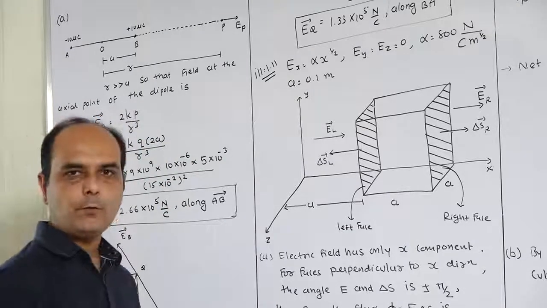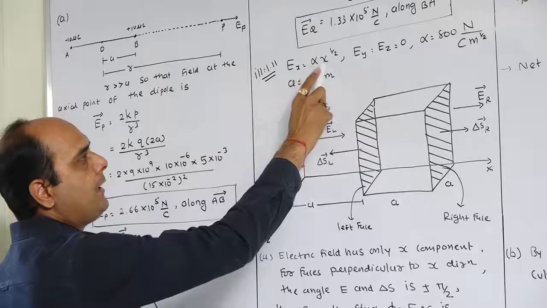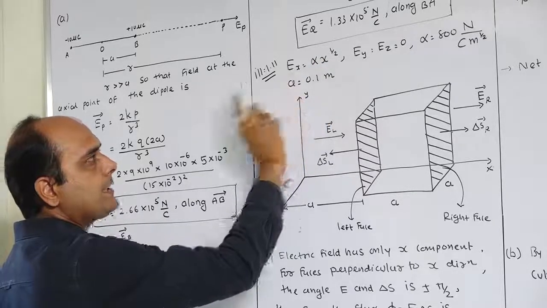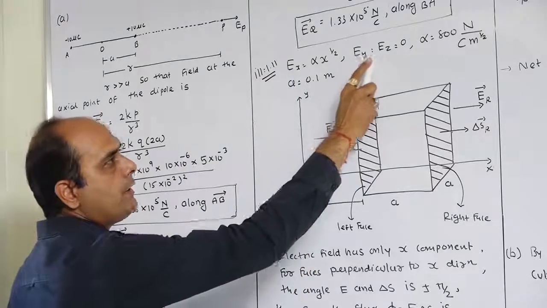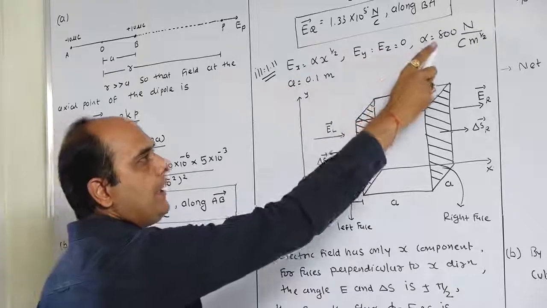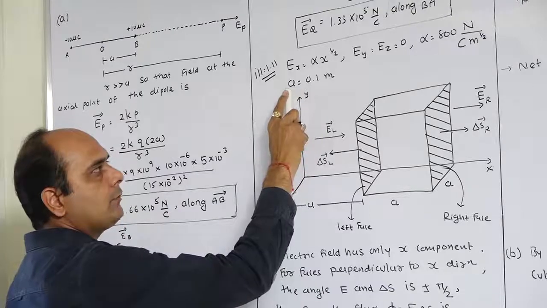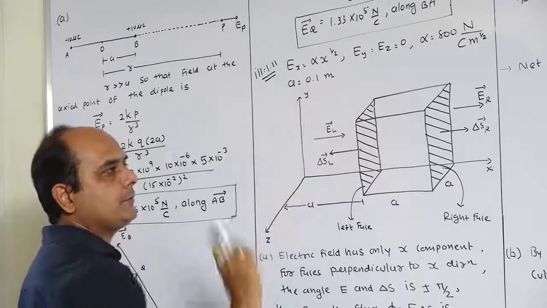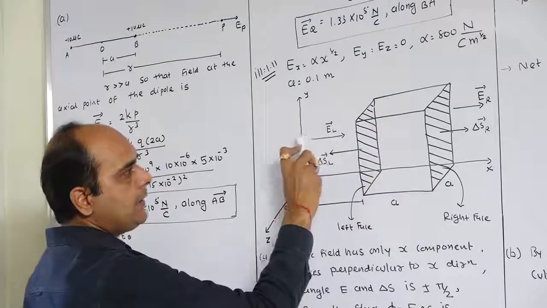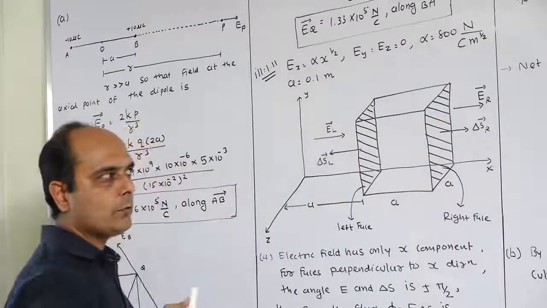Student, first of all, which data are given? Ex is equal to alpha x raised to 1 by 2. It shows that the electric field is present only in x direction, but the y component and z component of the electric field are 0. Where alpha is equal to 800 Newton per coulomb meter to the 1 by 2, and the length of the cube is a is equal to 0.1 meter. So this is our diagram. This is our cube. Electric field is present only in x direction. Okay.